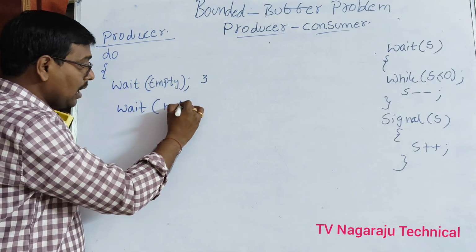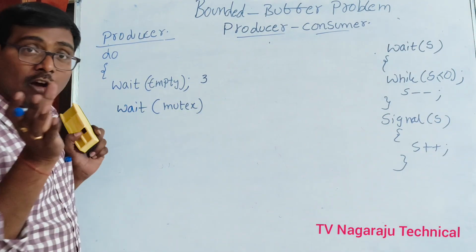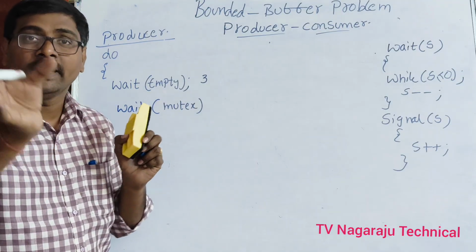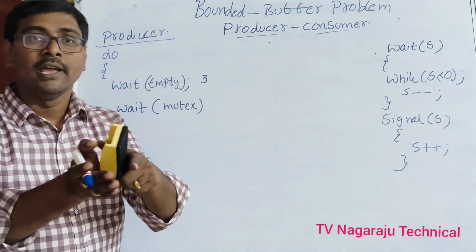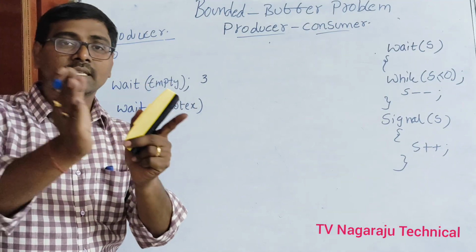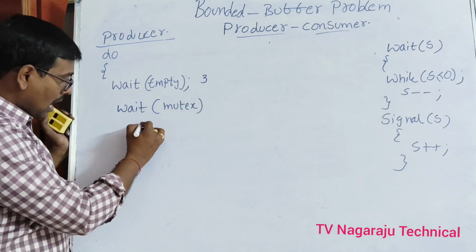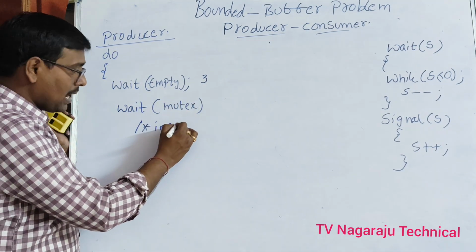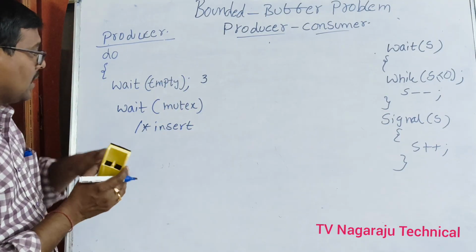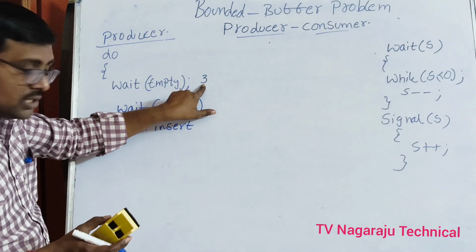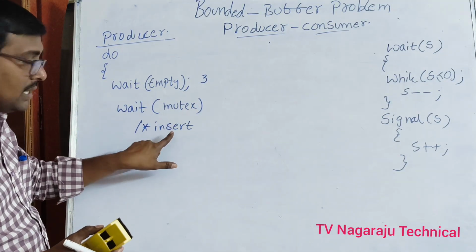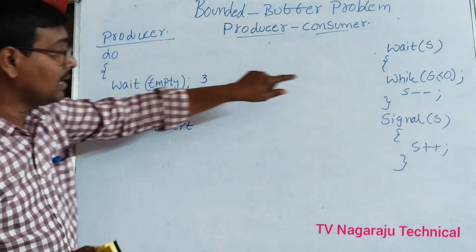Calling wait of mutex. Wait of mutex means I acquire a lock on the buffer. If you acquire a lock, the consumer is not allowed to use it. So, a lock on the buffer. After that, what is my operation? Insert the data. Initially the value is equal to 3 and mutex, and then insert the data.